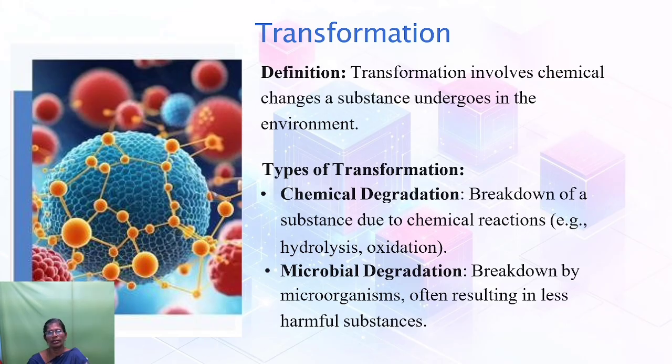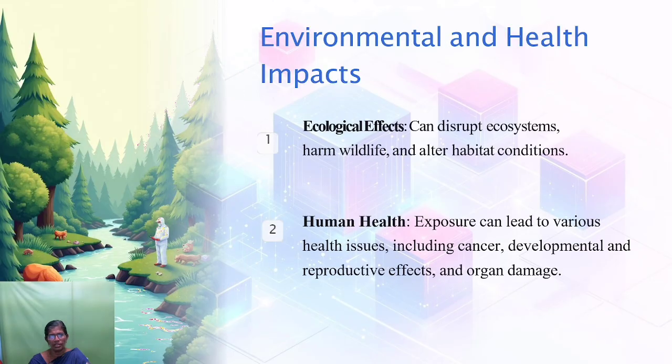Another process is transformation. The definition is, transformation involves chemical changes any substance undergoes in the environment. The types of transformation may be chemical or microbial. Chemical means a chemical reaction between two substances, that may be hydrolysis or oxidation, reduction, like that. Then microbial degradation, breakdown by microorganisms. This often results in less harmful substances.